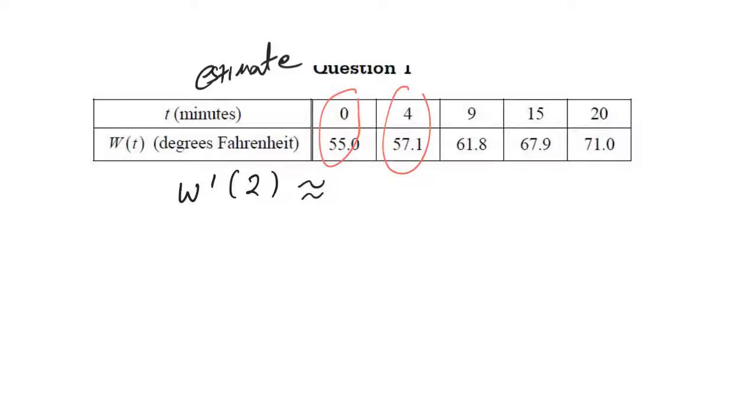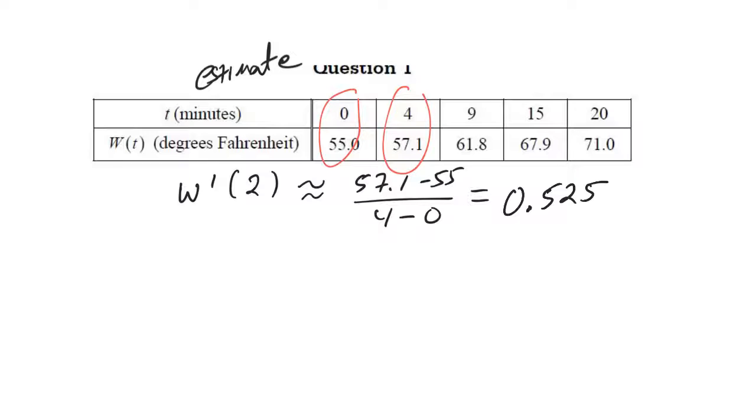Because anytime you see the word estimate, you're not going to use equal signs. You're going to use this kind of stuff. And then I've got to show the reader what I'm doing. So (57.1 minus 55) over (4 minus 0). That's just y2 minus y1 over x2 minus x1, right? And then I will plug this into my calculator. And when I do that, I get 0.525.